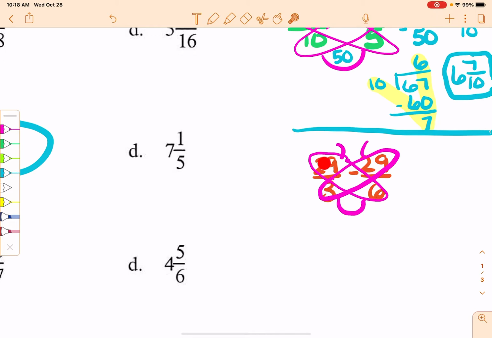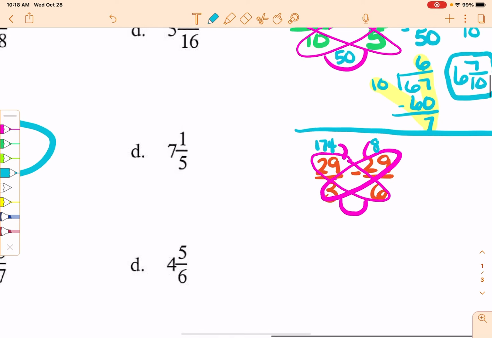Okay, so 6 times 29 is 174. 3 times 29 is 87. So if I do 174 minus 87, it's going to be 87. To get the bottom down here, I have to multiply those two together. So 3 times 6 is 18.